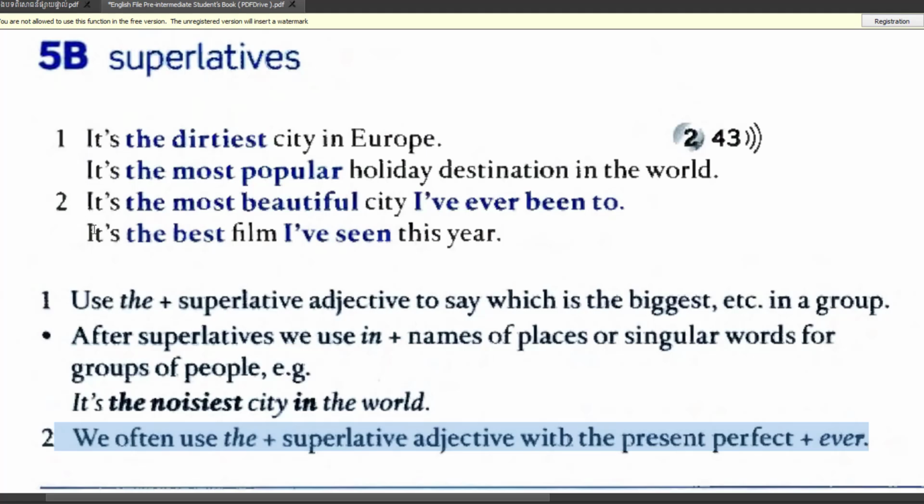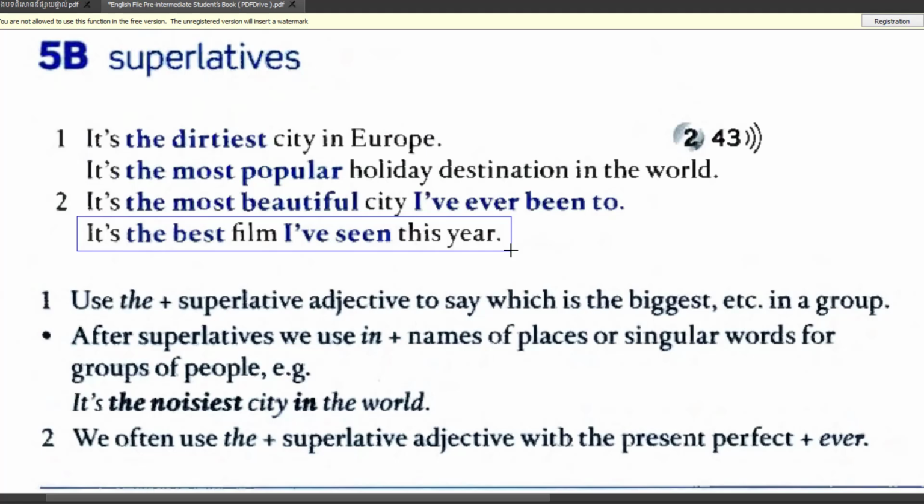For example, it's the best film I've ever seen this year. What does this form mean in Khmer? Can you translate into Khmer to make sure you understand? This year. Thank you. Okay. What about another one? Show me.